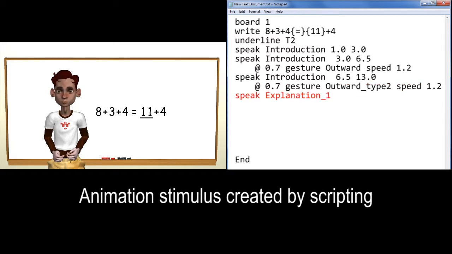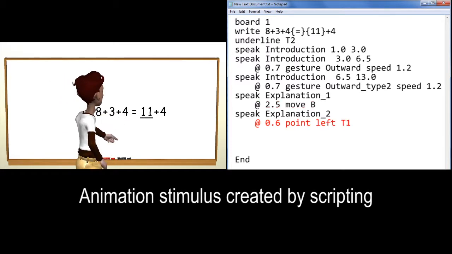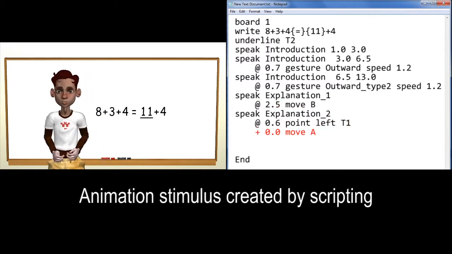Then the avatar is asked to speak the explanatory sequence. Let's see how this works. Remember, the equal sign means that the total amount on the left side must be the same as the right side. The avatar is asked to turn to the whiteboard, to point to the equal sign, and then to turn back to face the audience again. The script synchronizes the gesture to the audio sequence.